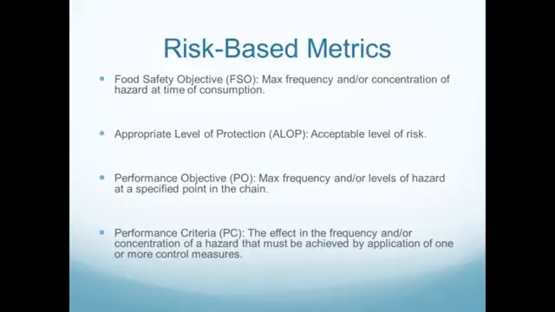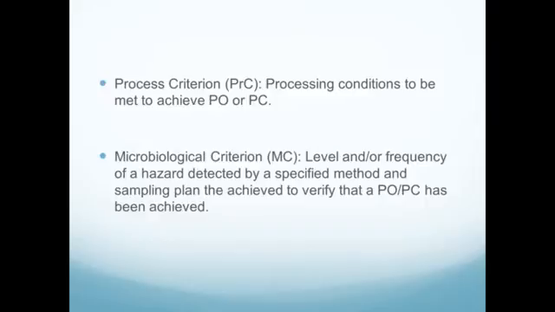And the performance criteria is essentially what must be achieved in an intervention to control the hazard. The obvious one is things like pasteurization. We know we have to have a 5 log reduction of Coxiella in a certain time for that. So PC is a performance criteria, and then process criterion. If we stick to pasteurization, it's saying what's the time and temperature, for example, to meet that PO, i.e. how much is residual after pasteurization, etc.